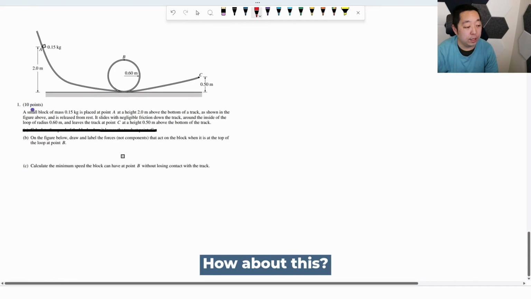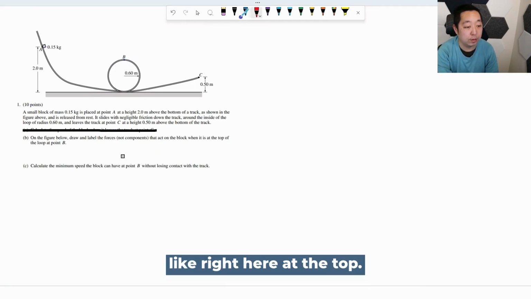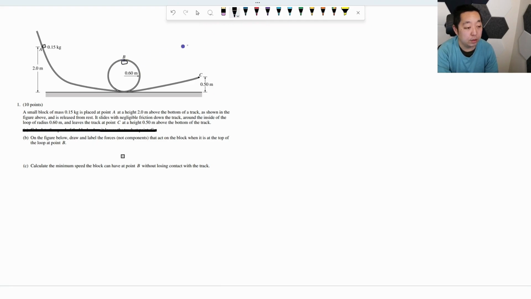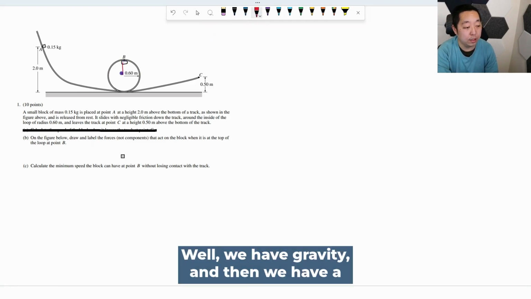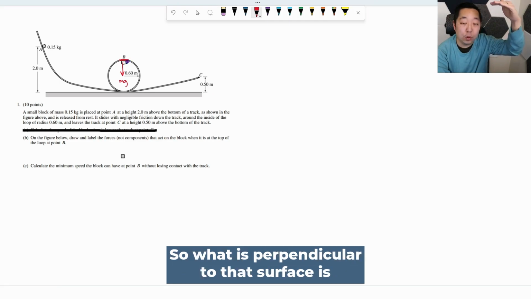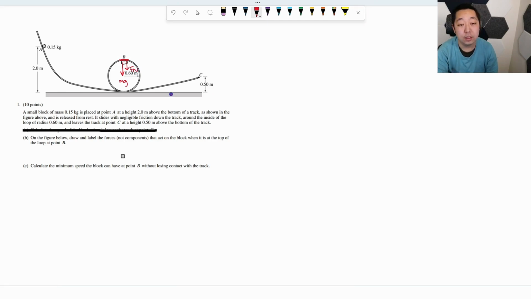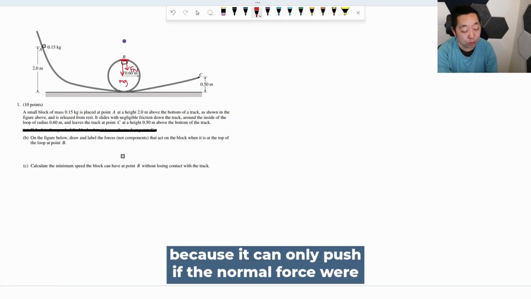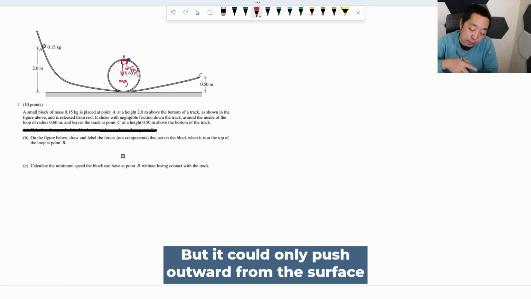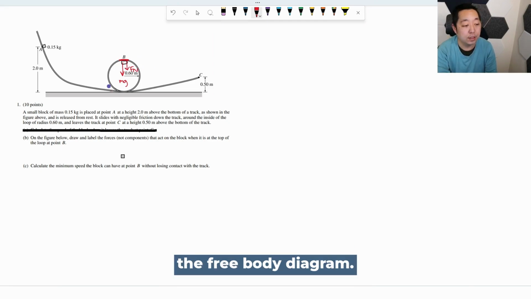Okay, how about this? A small block, and they're asking for a free body diagram where this block is going to go around, and it's going to be right here at the top. What are the forces? Well, we have gravity. And then we have a surface right above it. Now it's upside down. The surface is on top. So what's perpendicular to that surface is a pushing force downward like that, because it can only push. If the normal force were pointing up, it would be pulling on the block, right? But it can only push outward from the surface because the surface is here. Pushing outward is downward. And that's the free body diagram.